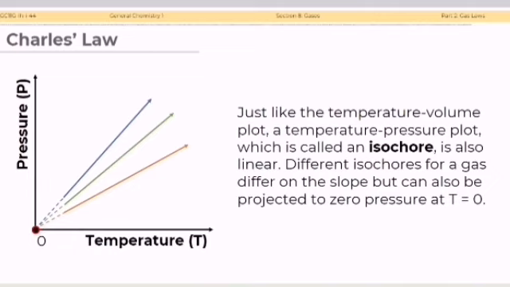Just like the temperature and volume plot, a temperature-pressure plot, which is called an isochore, is also linear. Different isochores for a gas differ in slope, but can also be projected to zero pressure, or T equal to 0.